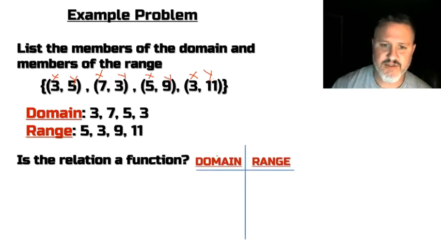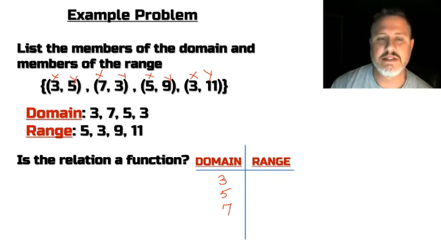Is the relation a function? Well, there's a lot of ways to tell, but you can do it with the t-chart. So I'm just going to list all my domains. I like to list them in order, 3, 5, and 7, and we have 2 3s it looks like, but I'm only going to list it once. The ranges, I'm going to list those in order. I got 3, 5, 9, and 11.